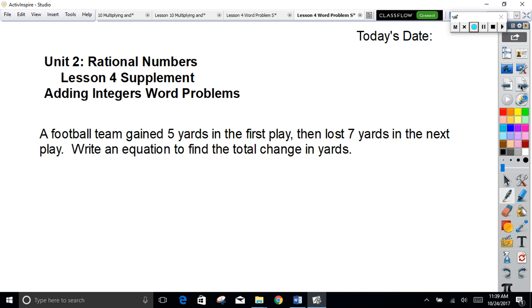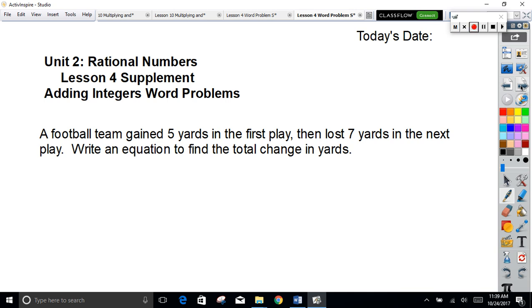Okay, let's go into today's lesson. Today's lesson is just kind of an extension of lesson 4. We're going to specifically talk about adding integers word problems. You will be doing word problems today on Get More Math, so I've also included some specific Get More Math examples. Okay, our first problem says a football team gained 5 yards in the first play, then lost 7 yards in the next play.